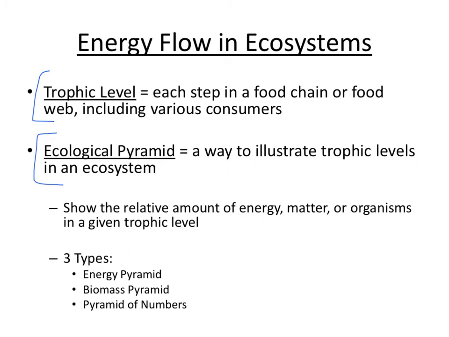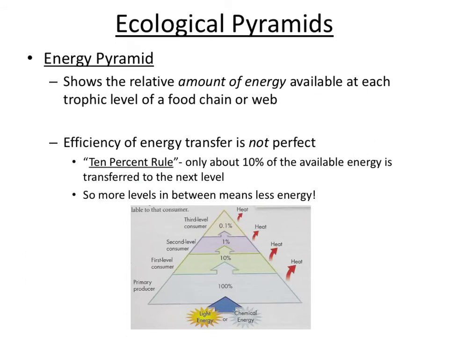Now, you got three types of pyramids: one that shows you energy, one that shows you the amount of mass or matter, and one that shows you the number of organisms. And we call those energy pyramids, biomass pyramids, and pyramids of numbers. We'll start with the energy pyramid. This shows the relative amount of energy available at each trophic level of a food chain or food web.